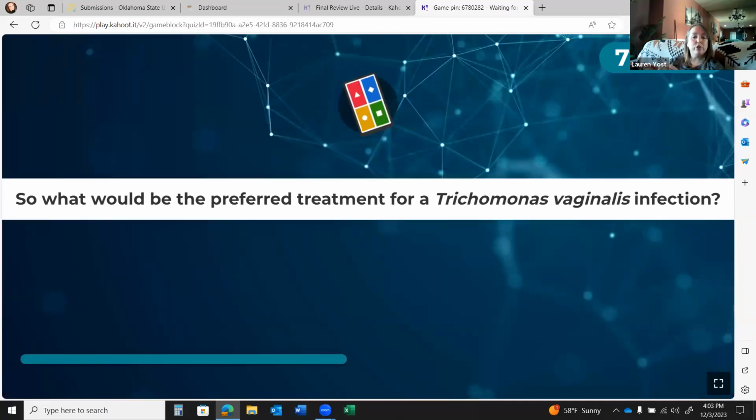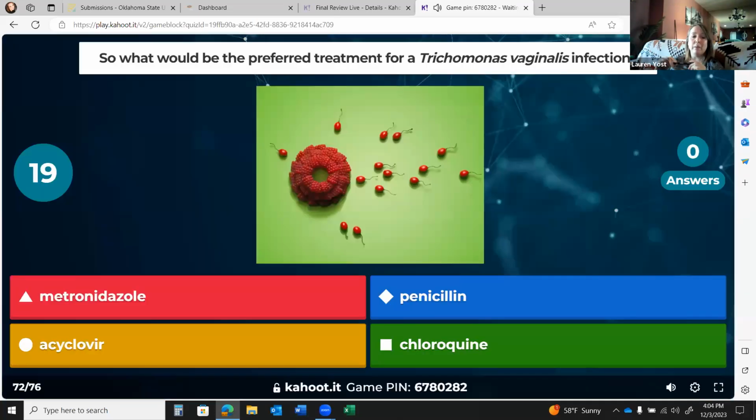Okay, so how would you treat Trichomonas vaginalis? See if you can remember this one, because I feel like it can be a little tricky. I didn't mean to make a joke over it. It just came out.